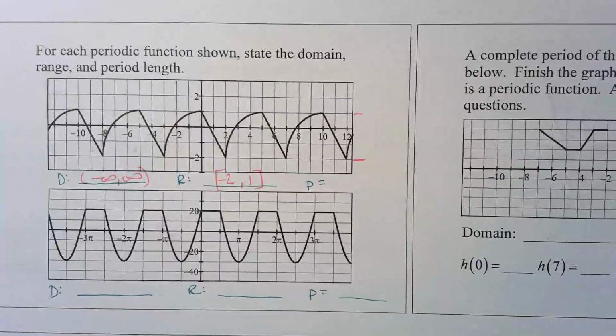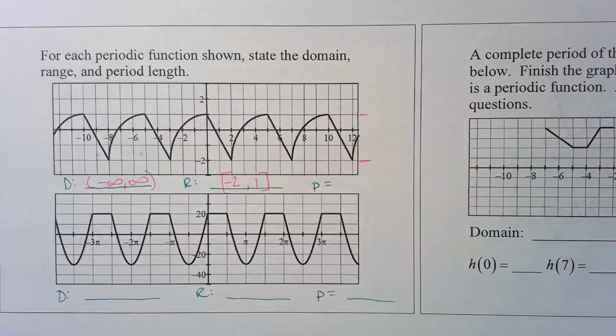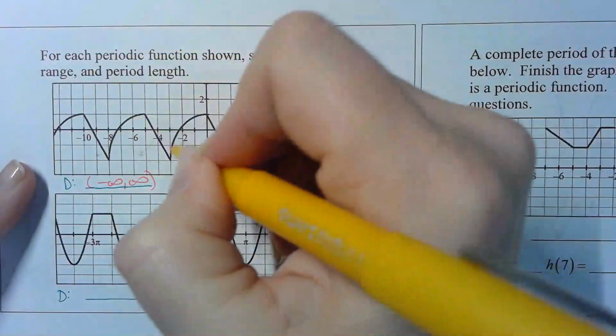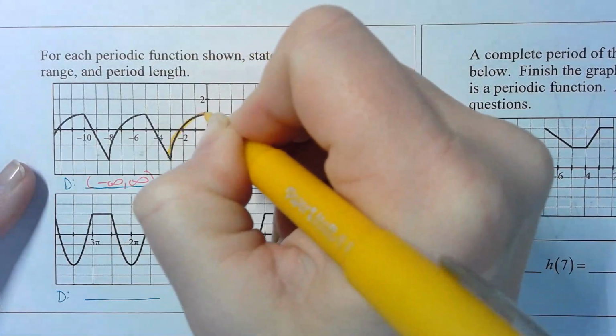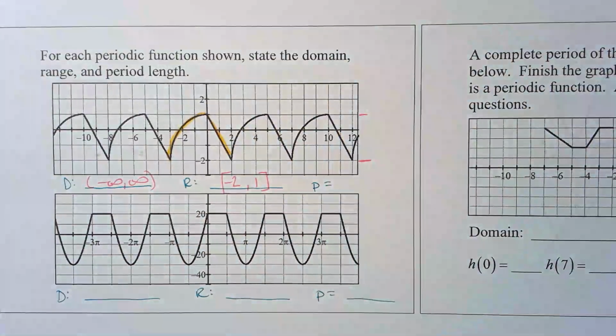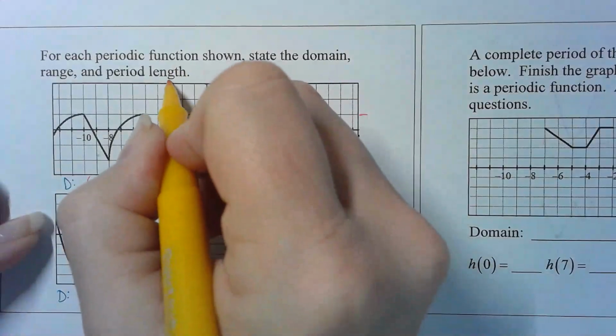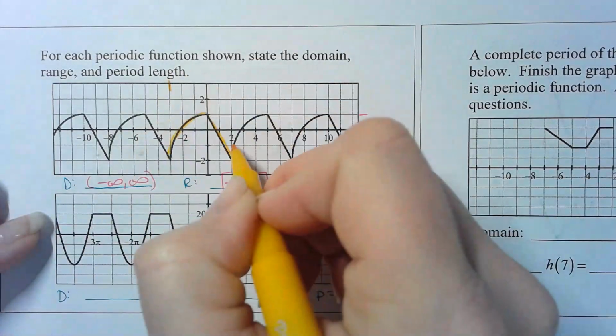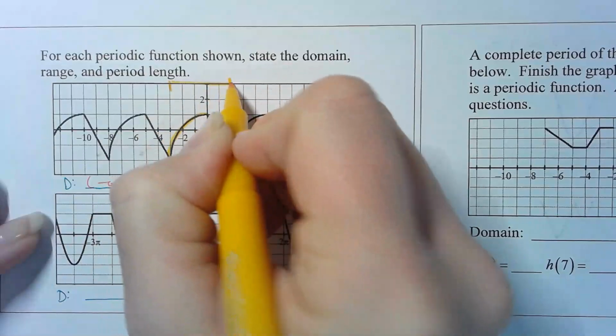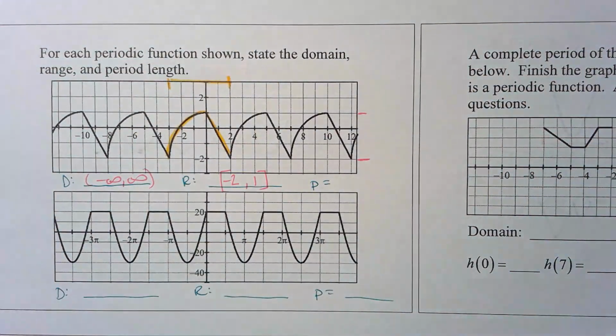And then I'm going to go in with my yellow marker and mark one shape. Again, you look at this however you want. I see that shape getting repeated over and over again. And that shape sits between -3 and +2. So the length of this graph is 5.